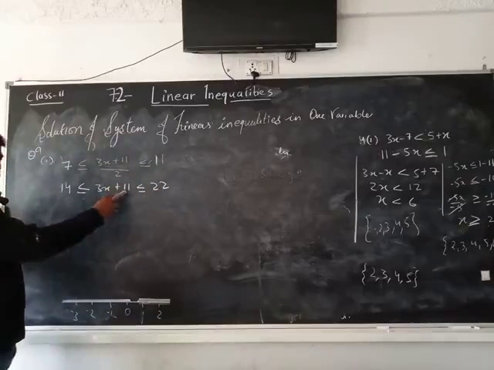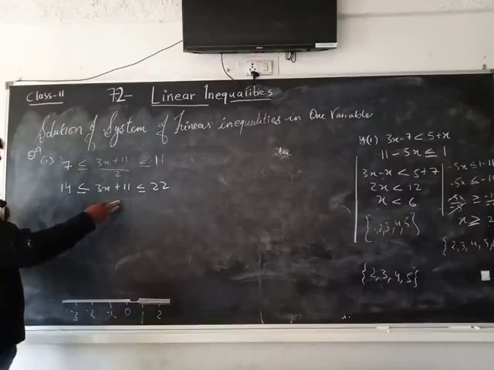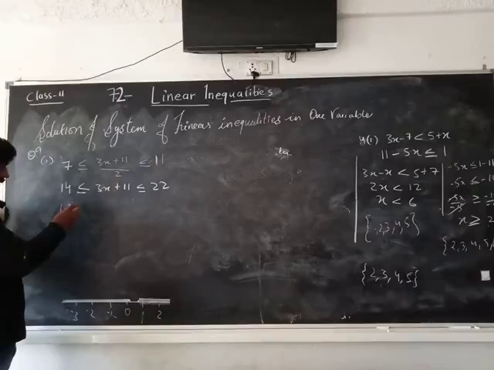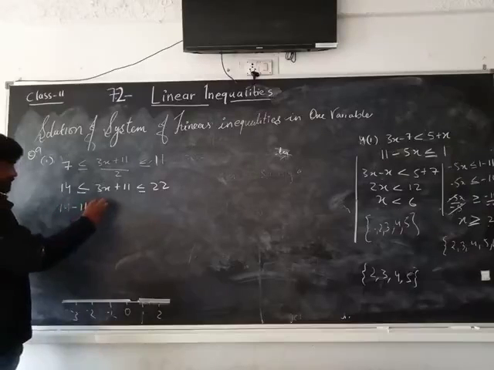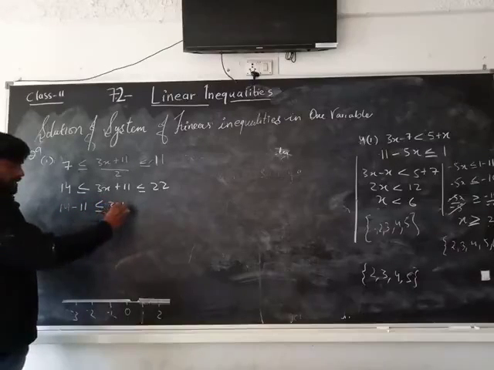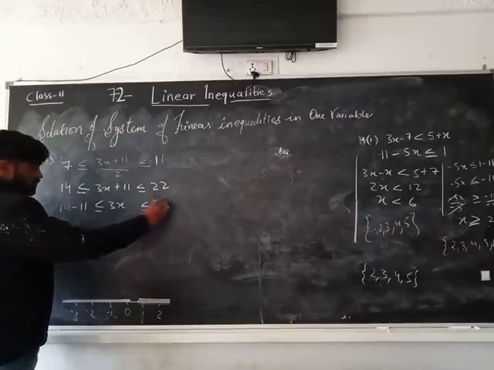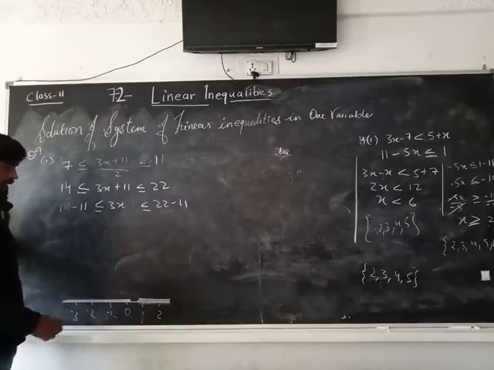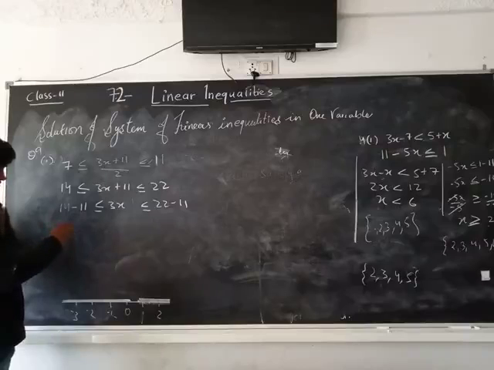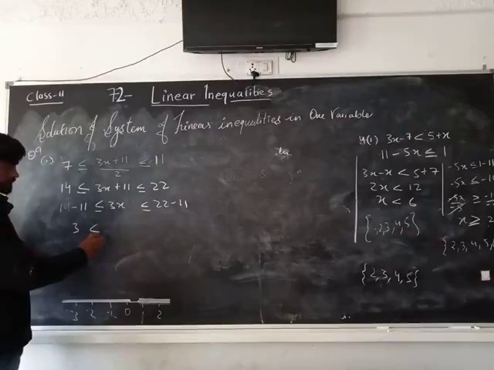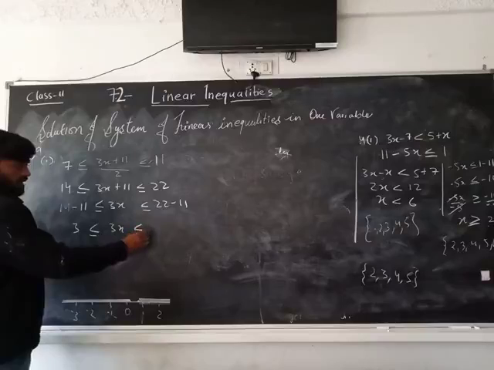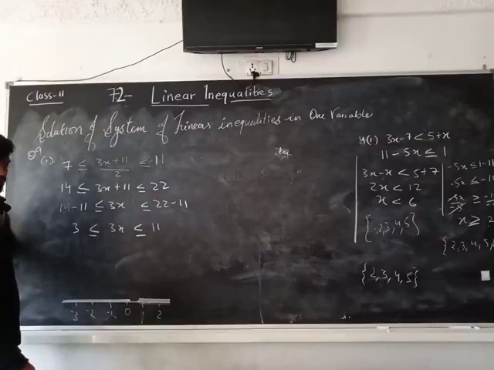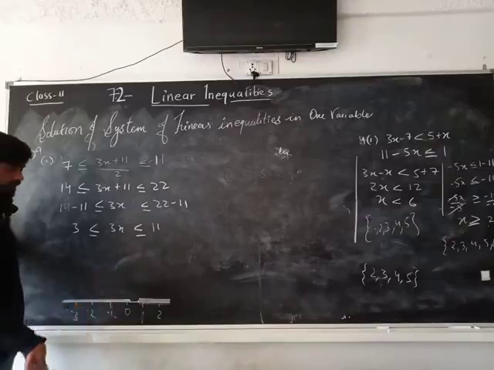Now 11 has to be shifted out of here, so plus 11 is going to go on that side. 14 minus 11, 3x, and this is also going to be 22 minus 11. And then this is going to bring my answer as 3 less than 3x less than 11. 22 minus 11 is going to be 11.